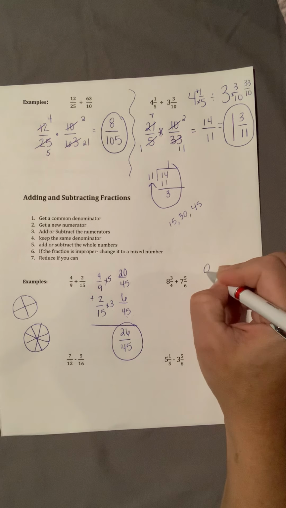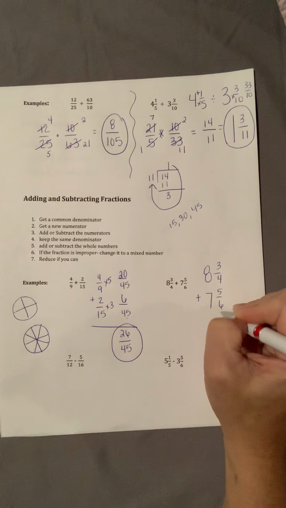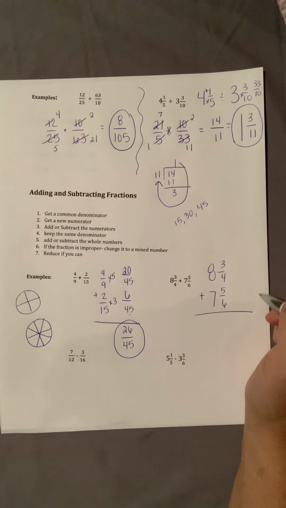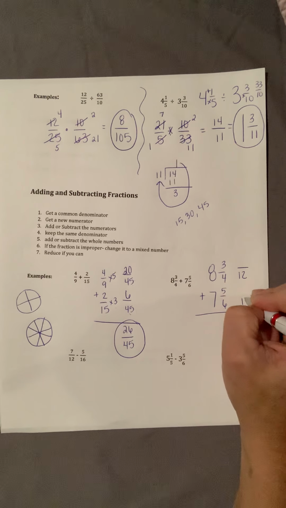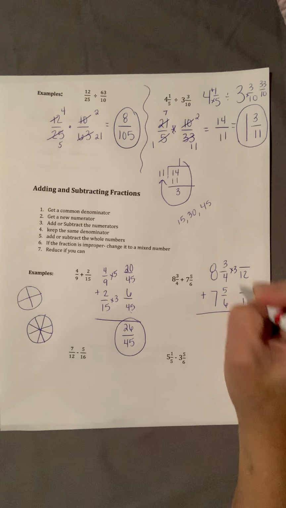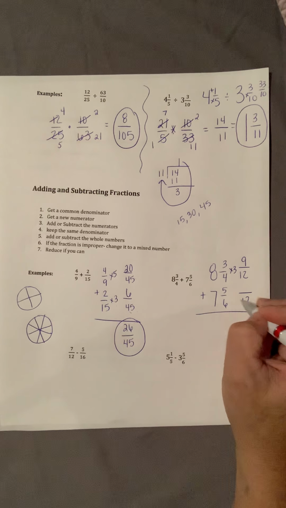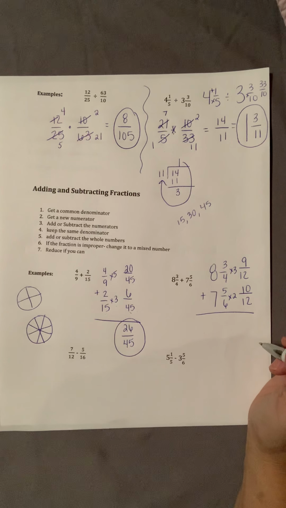Okay, this time I have 8 3/4 plus 7 5/6. A number that both 4 and 6 can go into, it has to be 6 or higher. Let's do 12. So how do I get from 4 to 12? Times 3. 3 times 3 is 9. How do I get from 6 to 12? Times 2. 5 times 2 is 10.